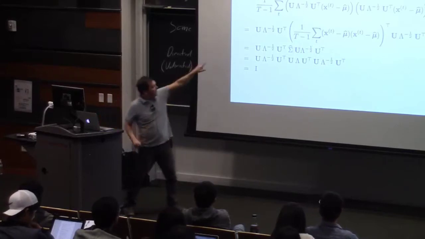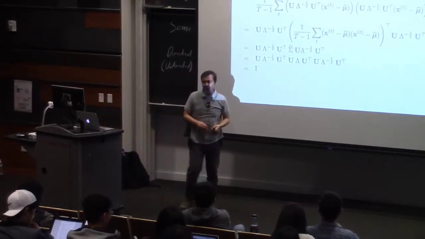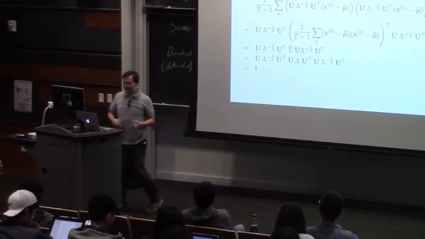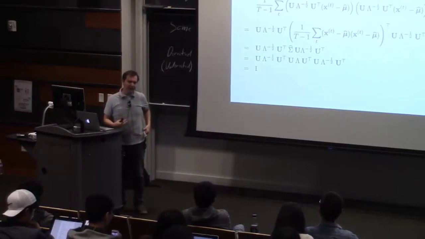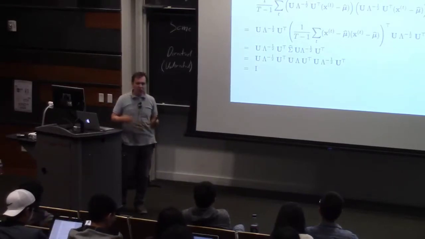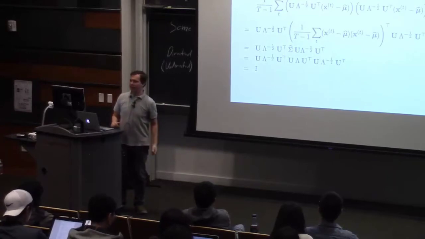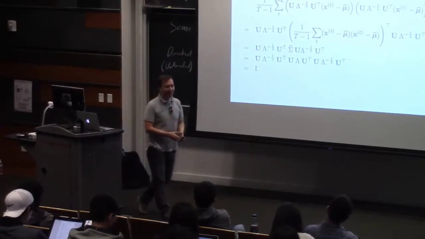So if I apply this transformation to every single x, that's a very good sanity check when you're coding these models. Because once you do the transformation, you can just compute the empirical covariance matrix again, and it should be identity. Okay?